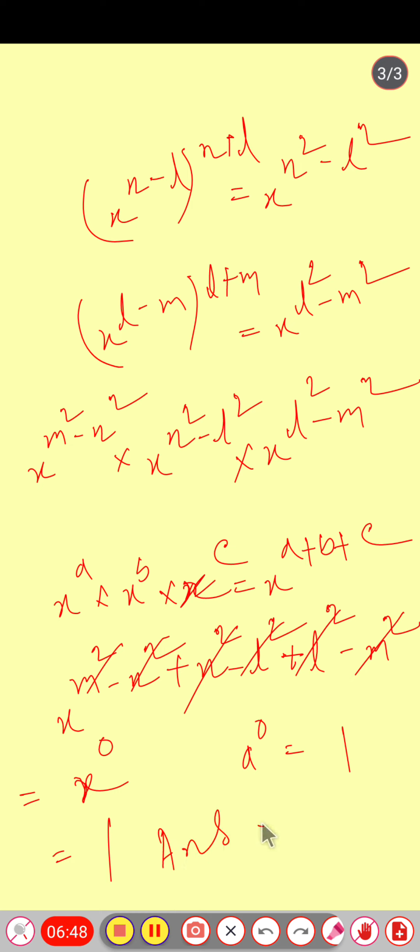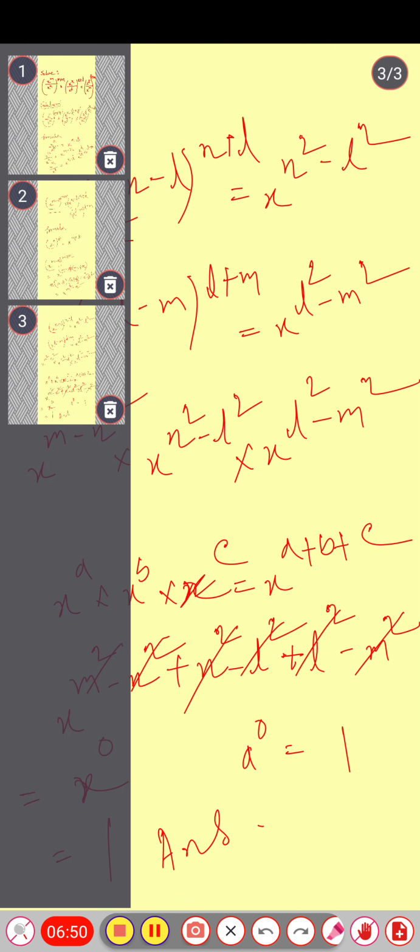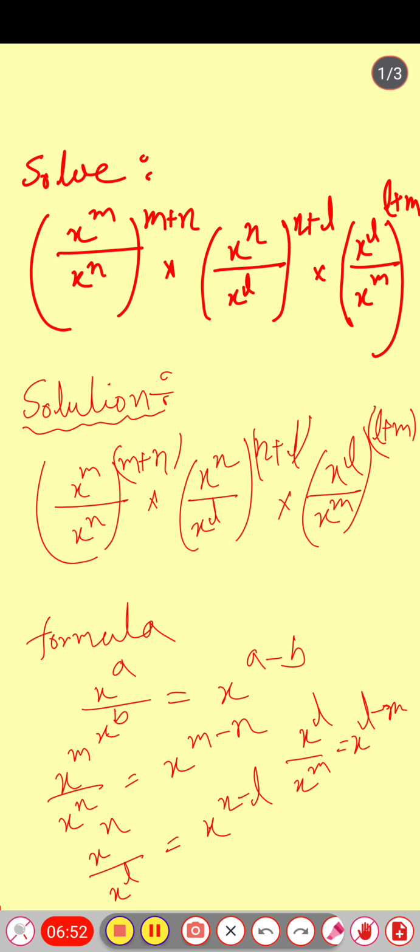So I am explaining in Bengali as well. So এখানে দেখো ইকুয়েশনটা (x to the power m by x to the power n) whole to the power m plus n, (x to the power n by x to the power l) whole to the power n plus l, (x to the power l by x to the power m) whole to the power l plus m. সো এখানে x to the power m by n ওটাকে কীভাবে লেখা যায়, x to the power m minus n, x to the power l by m টাকে l minus m, so n by l টাকে x to the power n minus l.